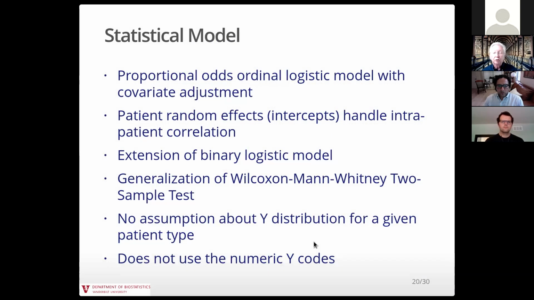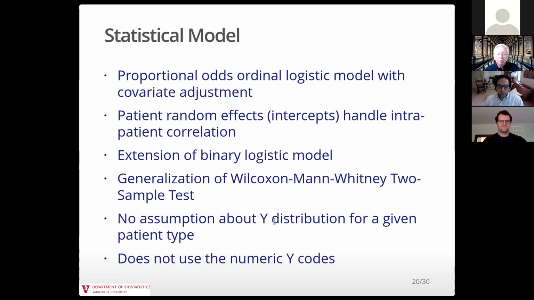And so the statistical model that would be useful for this would be a proportional odds ordinal logistic model with covariate adjustment. One way to handle the longitudinal nature of the data, because you have multiple records per patient, is to have random intercepts, a mixed effects model for the patient effects. And this is an extension of the binary logistic model and the Wilcoxon-Mann-Whitney two-sample test.